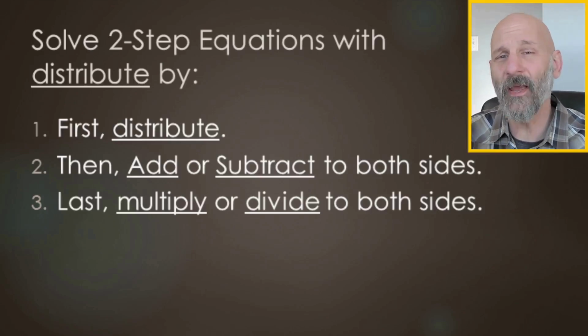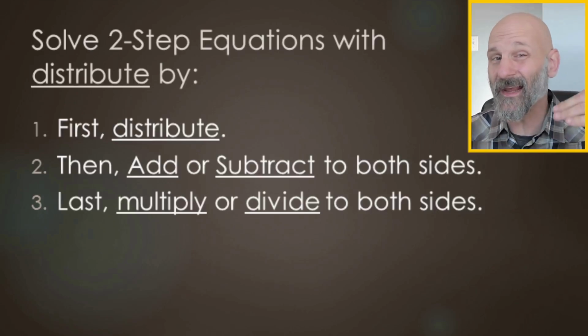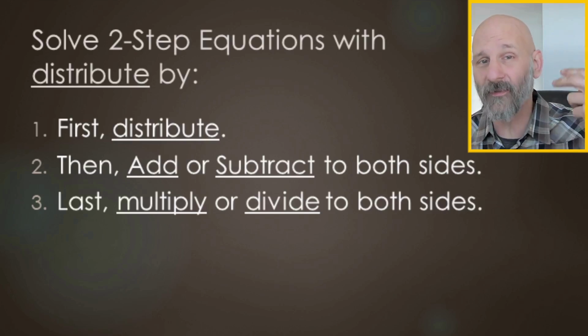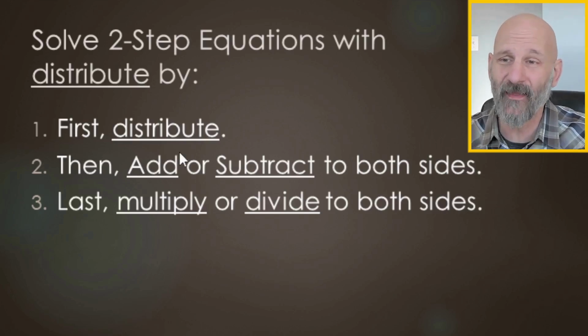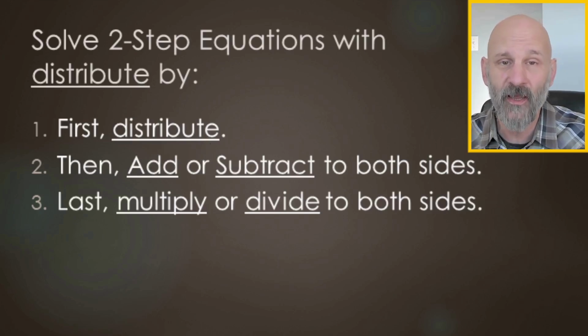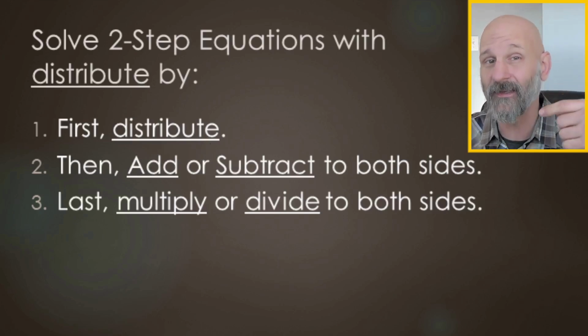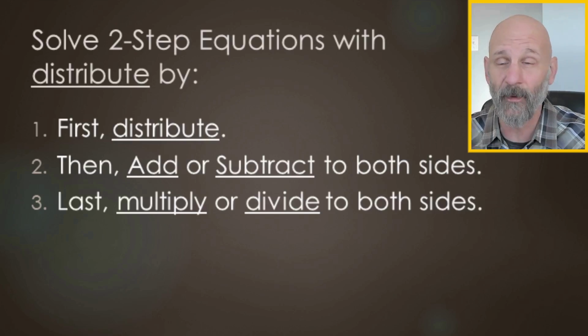So now we're going to pivot and look at adding a step to the front end of these two-step equations. For these ones here, first we're going to start by looking at the distributive property, then we're going to do our adding or subtracting step, then our multiply or divide step.